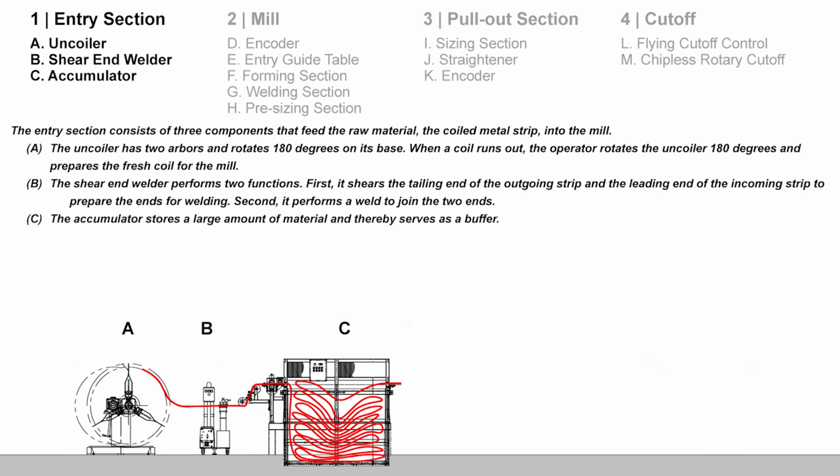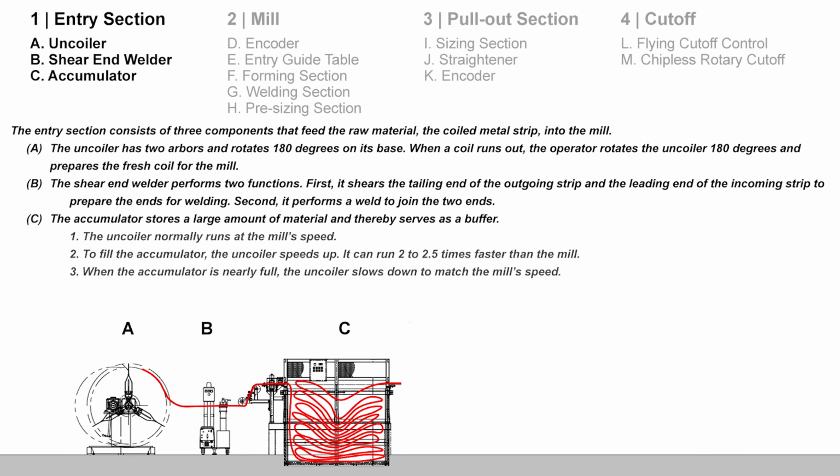The accumulator stores a large amount of material and thereby serves as a buffer. During normal operations, the uncoiler runs at the mill's speed. To fill the accumulator, the uncoiler runs much faster, as much as 2.5 times faster than the mill. When the accumulator is nearly full, the uncoiler slows down to match the mill's speed again.